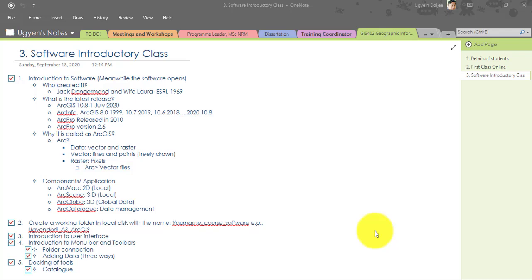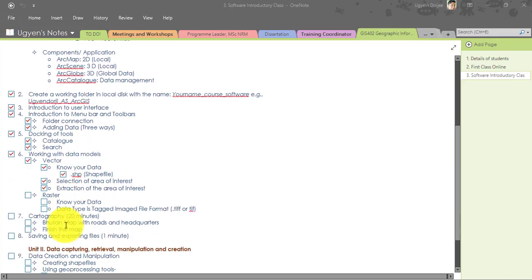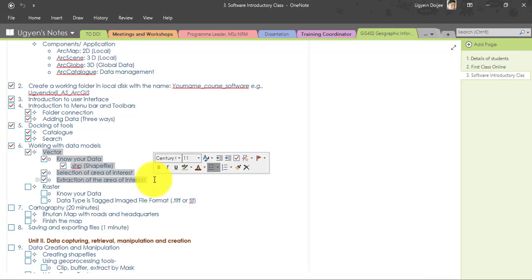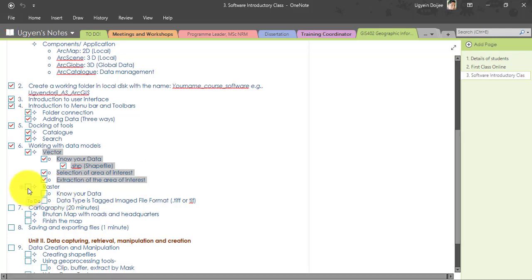We left off working with the data model, where we started with vector and completed extraction of area of interest in the vector model. Now let us look at raster. I'll be looking at what raster data looks like in GIS and letting you know basic things about the raster lab.